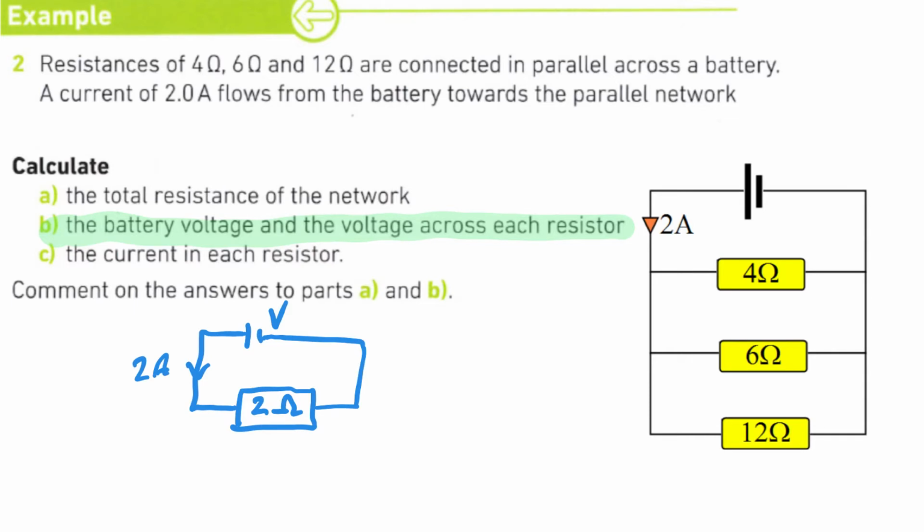Have a go. Just pause the video while you have a go at that. So V equals IR, 2 times 2 gives us a voltage of 4 volts.